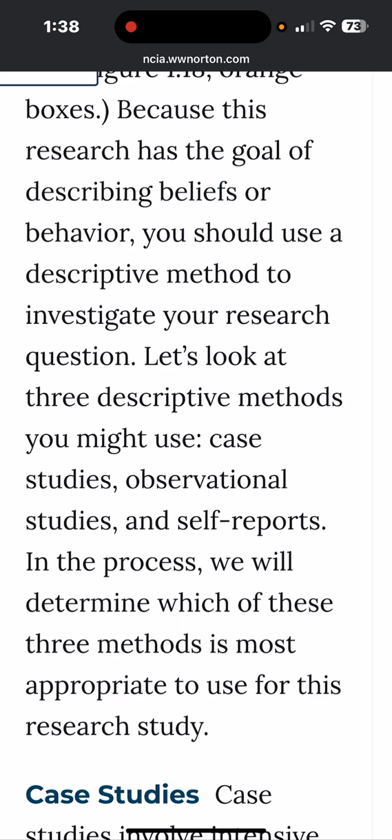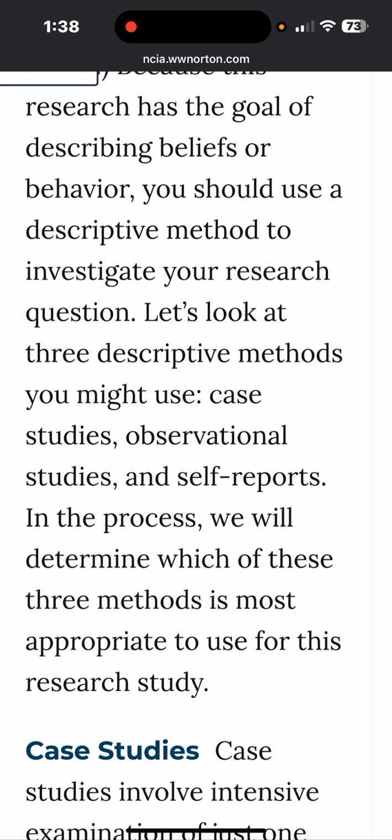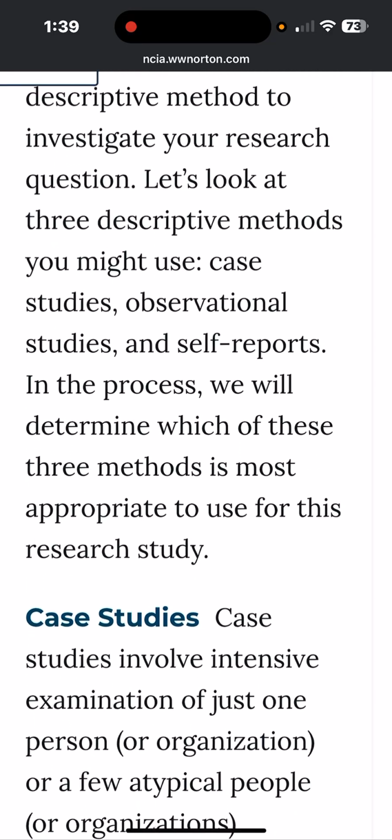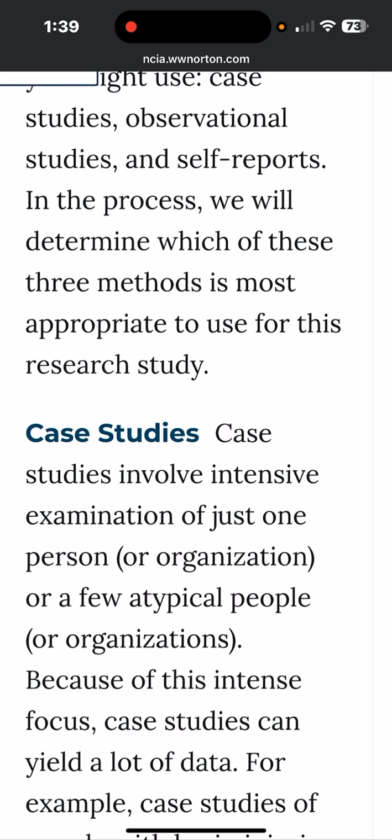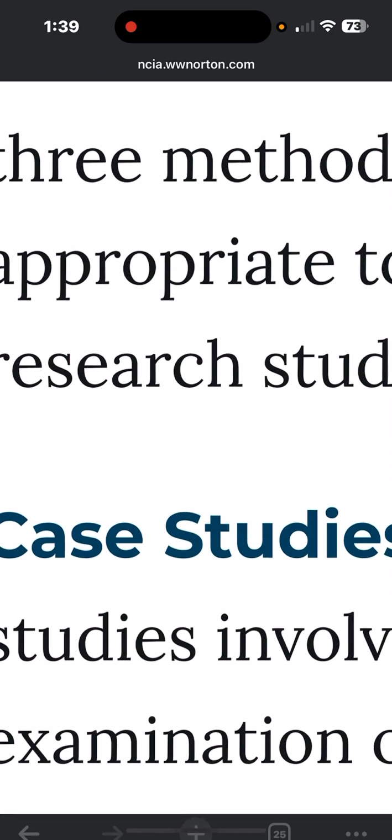Let's look at 3 descriptive methods. You might use case studies, observational studies, and self-reports. In the process, we will determine which of these 3 methods is the most appropriate to use for this research study.